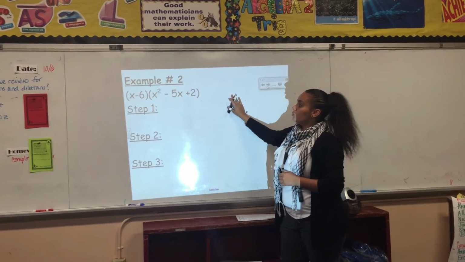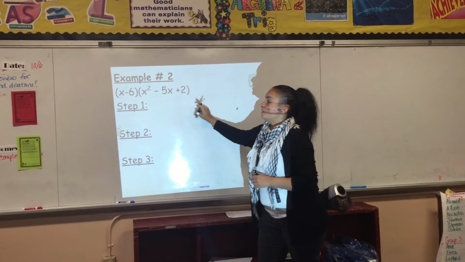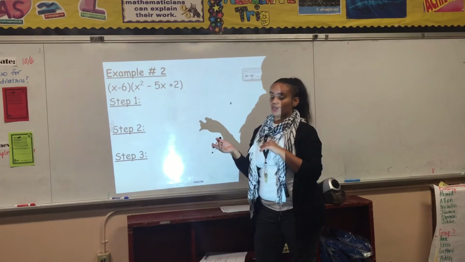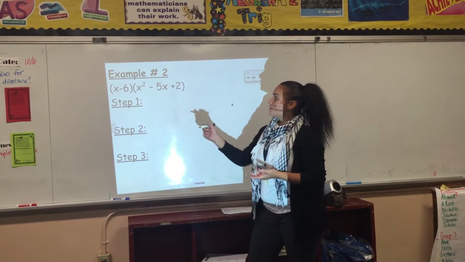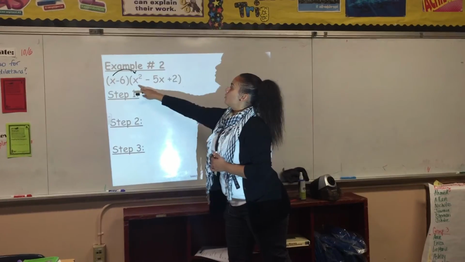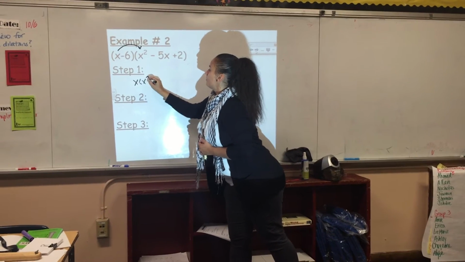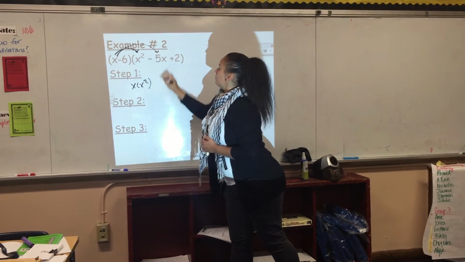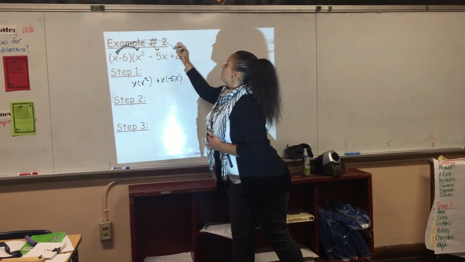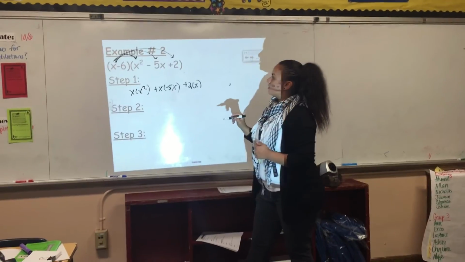Here you have a multiplication problem where you're multiplying a binomial by a trinomial. This is a trinomial because there are 3 monomials attached by addition or subtraction. But you do the same steps. You distribute each monomial to all the monomials inside the second parentheses. So x times x squared plus x times negative 5x, x times 2, but notice I'm going to put the 2 in front of the x to maintain consistency.